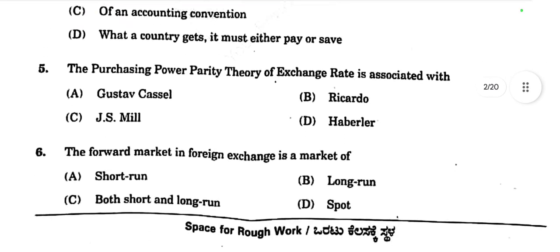Then come to question number 5. The purchasing power parity theory of exchange rate is associated with Gustav Cassel, Ricardo, J.S. Mill, or Haberler. PPP theory was given by Gustav Cassel. So option A is the right choice. These are direct questions.